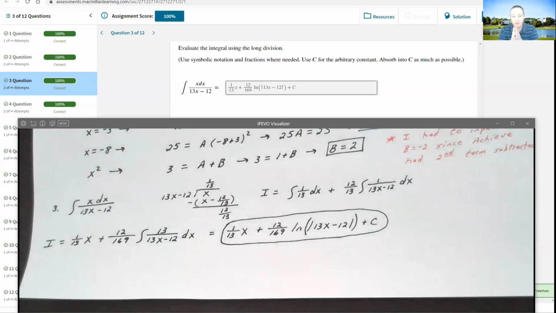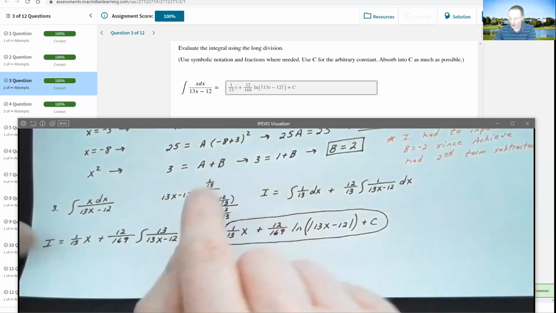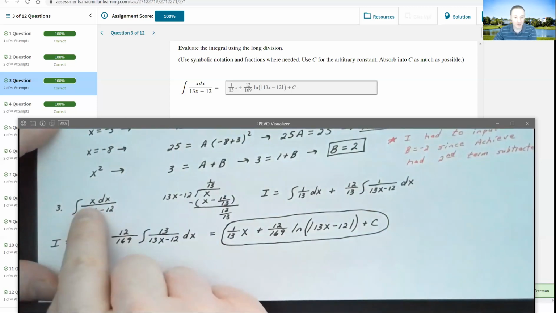What you're supposed to remember is anytime the denominator and the numerator are of the same power, or even if the numerator is of greater power, your first step is divide that denominator into the numerator and simplify. You must do the algebra before you do the calculus. The only way we could just go straight forward and start the integration process is if the denominator is of greater power. So I had to divide the 13x minus 12 into x.